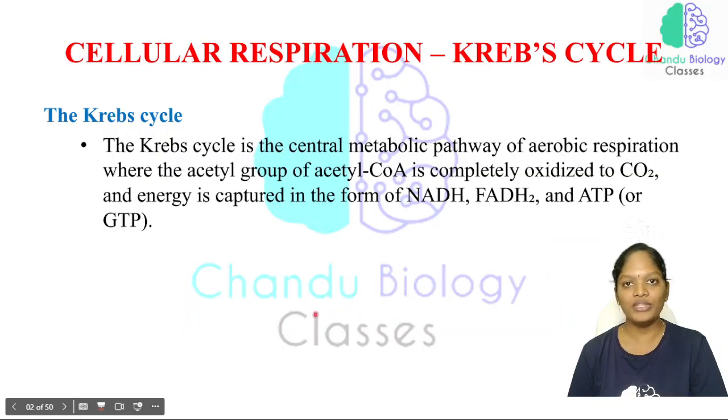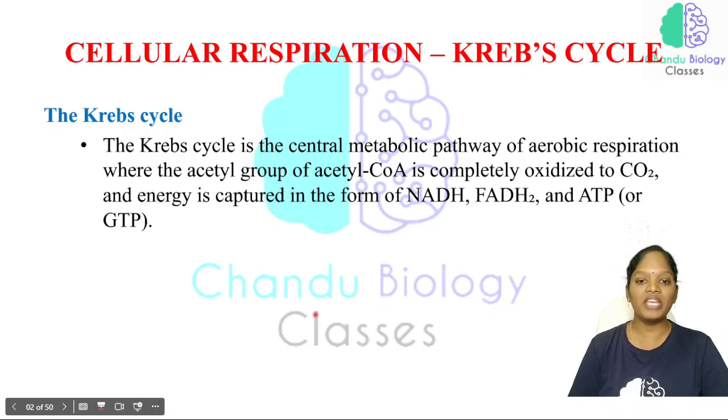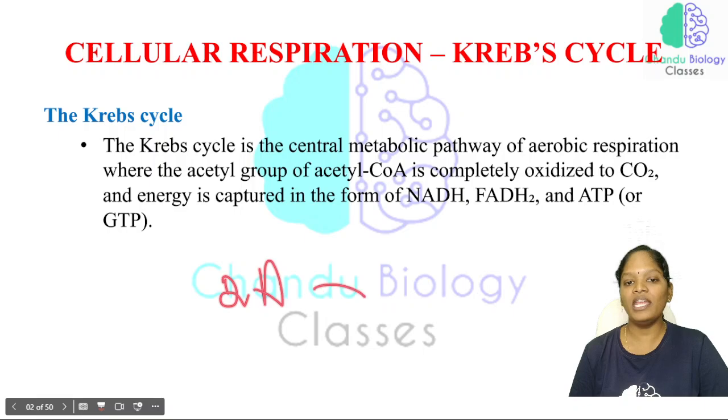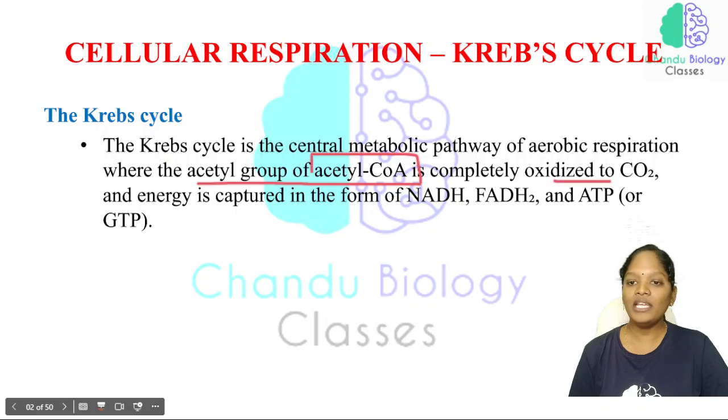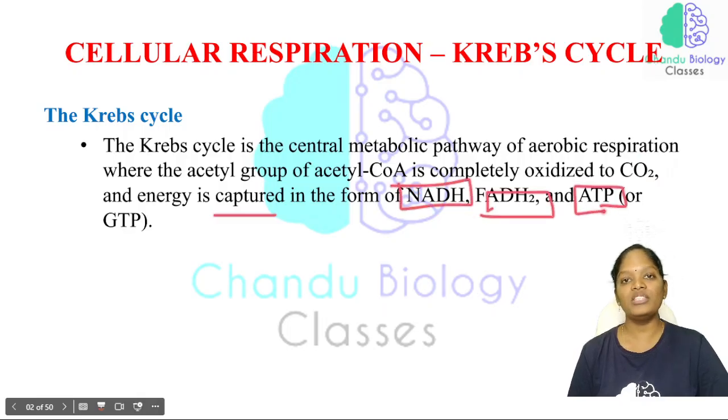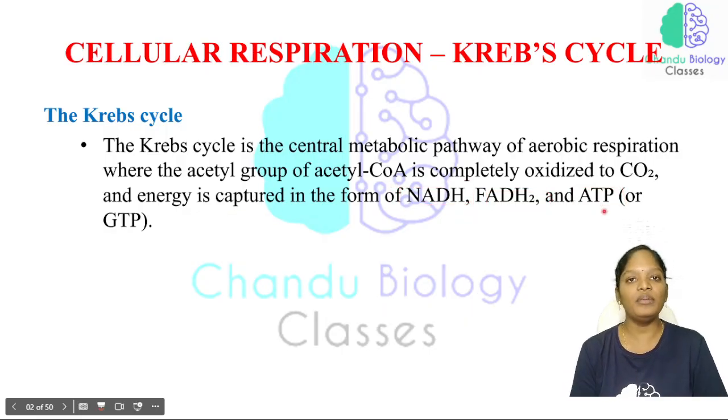We are going to see about this equation. Yesterday itself we discussed that equation, and after that the 2 acetyl CoA enter the mitochondria and undergo the Krebs cycle. Now what is exactly the Krebs cycle? The Krebs cycle is the central metabolic pathway of aerobic respiration, where the acetyl group of acetyl CoA is completely oxidized to carbon dioxide and energy is captured in the form of NADH, FADH₂ and ATP or GTP. Here in the Krebs cycle ATP is not produced, they produce GTP.